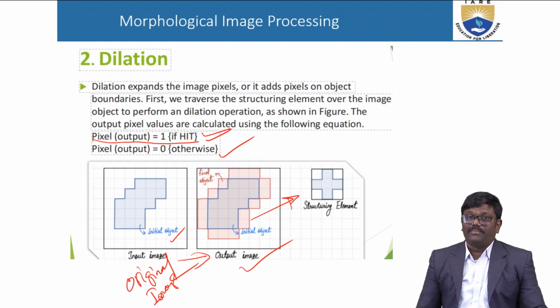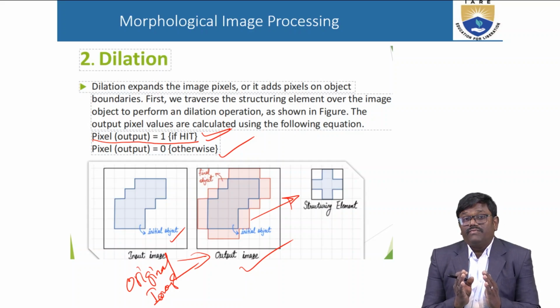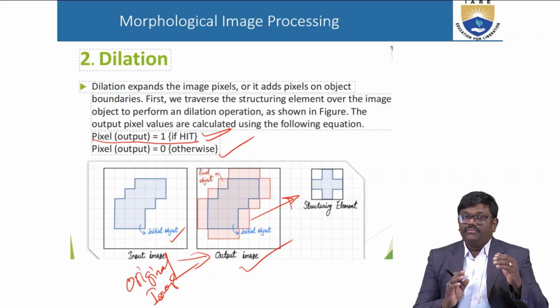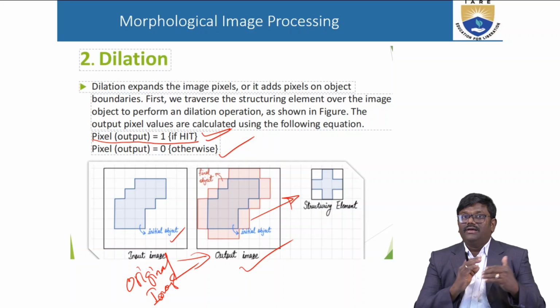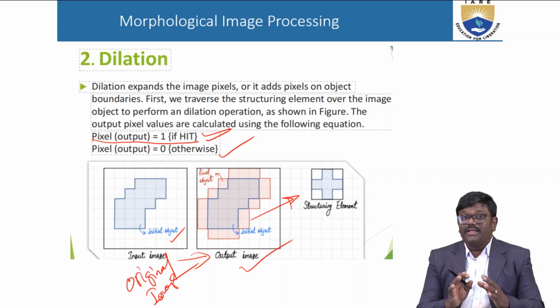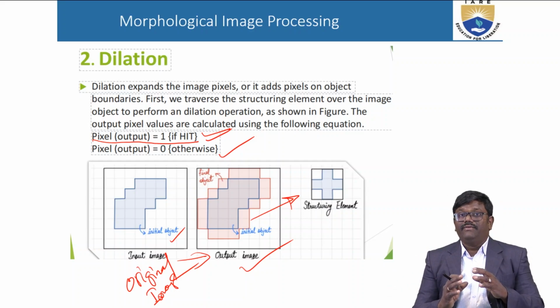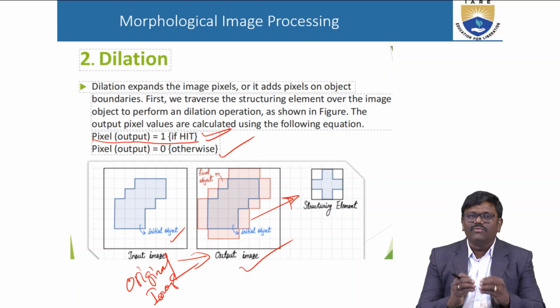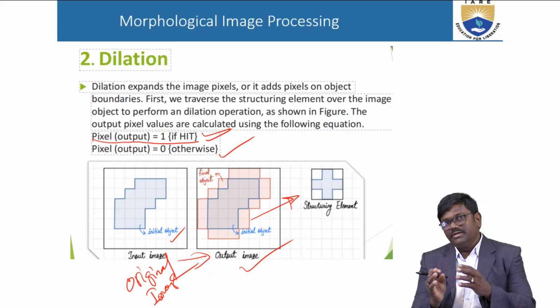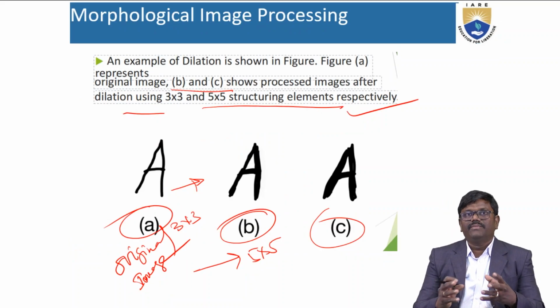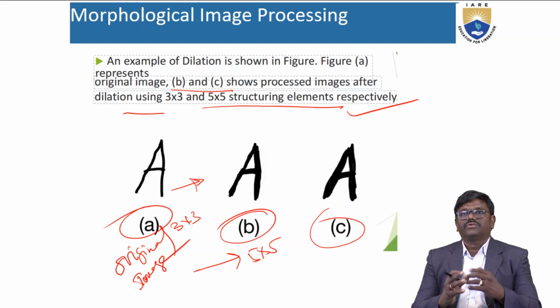Coming to dilation, we have to concentrate on the difference between these morphological image processing operations. Erosion is concentrating on the terminology of fit, whereas dilation is concentrating on hit. Fit means considering all pixels of the original image which we are going to transform according to the structuring element. In the case of dilation, we consider hit. Hit means at least one pixel from your input image is transferred based on the structuring element.